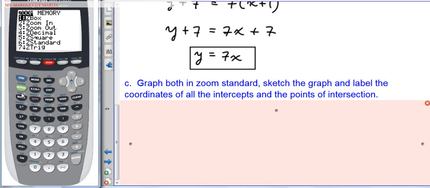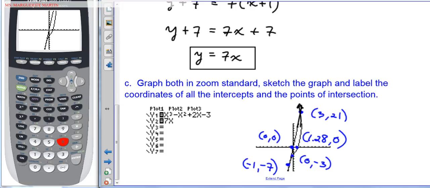So I'm going to graph both in Zoom Standard. There's the function, there's the secant line. And then what I want you to do is take a picture of that, pull that in underneath this. Okay? You don't have to take a picture of the equations. And then you're going to label all of these points that I've labeled here in blue. All of the intercepts and the points of intersection.